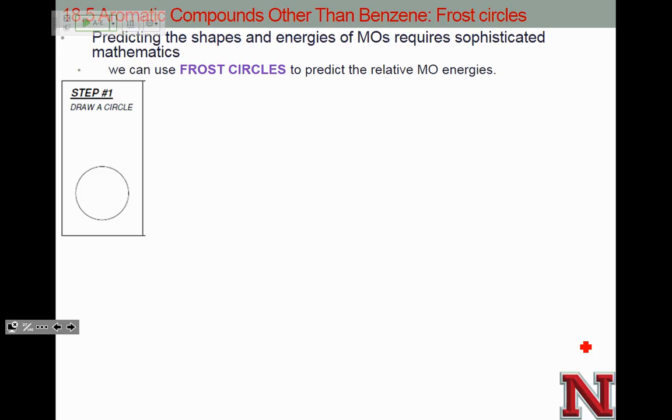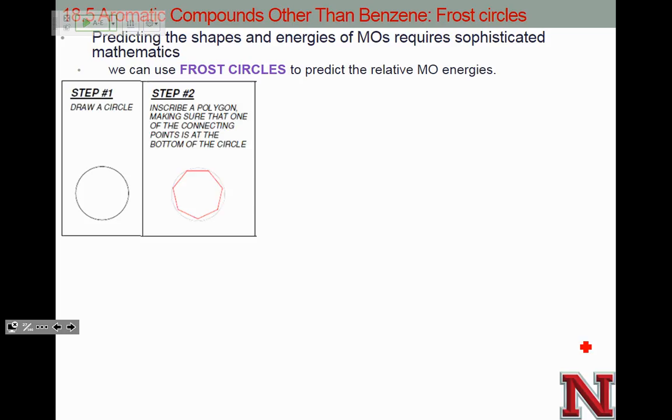And it works because of symmetry and because our orbital diagram is a mathematical process. So this is why it works, but you can use this trick. It's really easy. You draw a circle, and then you put your ring in the circle, and there's one thing that you have to remember. One point of the ring has to be pointed at the bottom of the circle. This will not work if you do not point your ring down. So at least one carbon has to be pointed down.